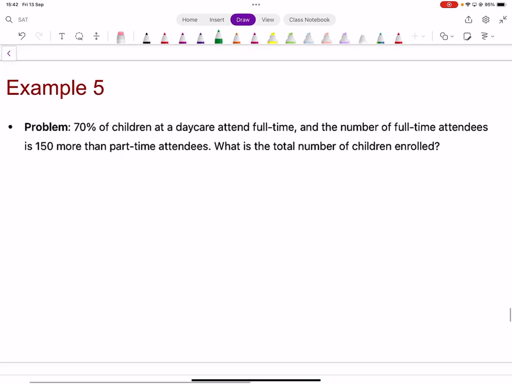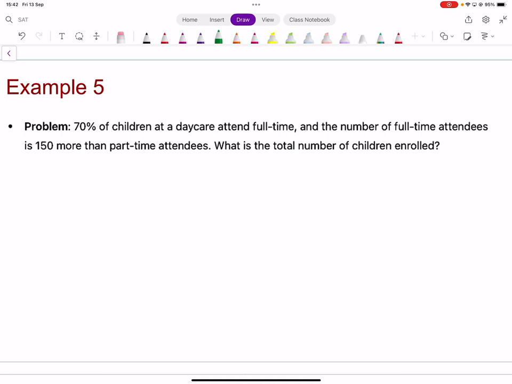Okay, let's move on. 70% of children at a daycare attend full-time, and the number of full-time attendees is 150 more than part-time attendees. What's the total number of children enrolled? What do we want to find at the end? The total number of children enrolled. We can call this X, right? The total number of children enrolled.